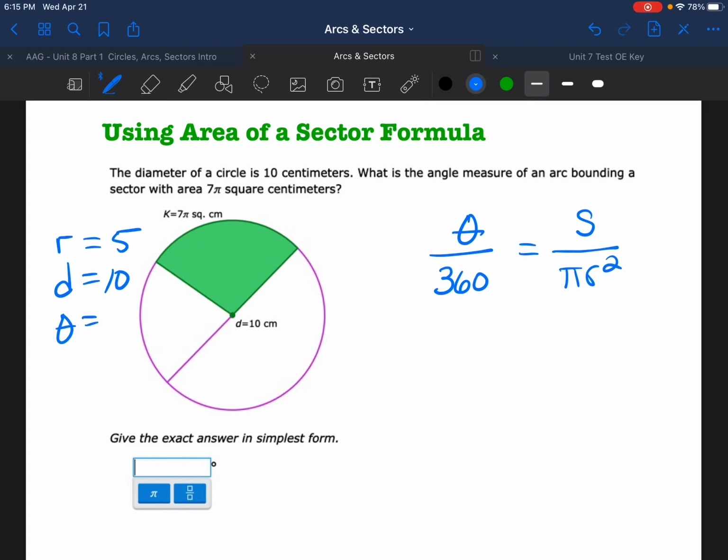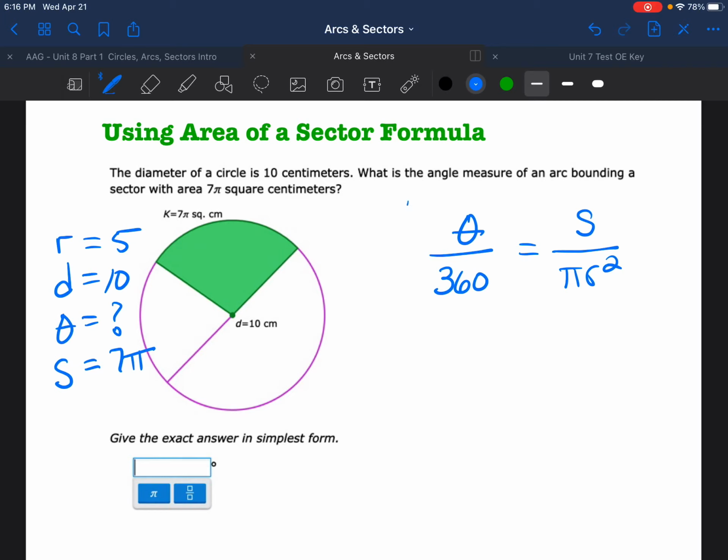Theta, let's see. Let's keep reading. What is the angle measure? Oh, wait a minute. What is the angle measure? So actually, we don't know the angle measure. That's what we're going to try and find. But let's keep going. What is the angle measure of an arc bounding a sector with an area of 7 pi square centimeters? Now, wait a minute. Guys, that is the area of the sector. So I'm going to add to my little checklist here. That's S. Area of the sector is 7 pi.